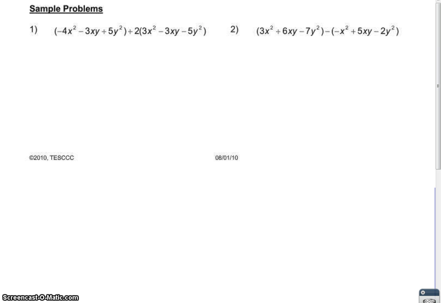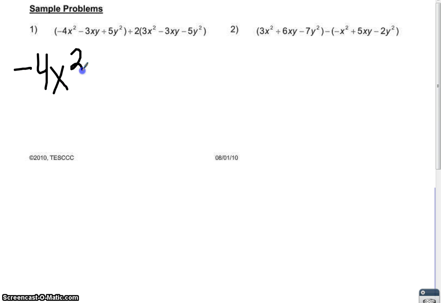Sample problem number 1 has me using addition. So here I have negative 4x squared minus 3xy plus 5y squared plus 2 times 3x squared minus 3xy minus 5y squared. So before I can actually combine like terms, I need to distribute this 2 to my second polynomial or trinomial. So I didn't touch anything with the first equation, so let's go ahead and rewrite it.